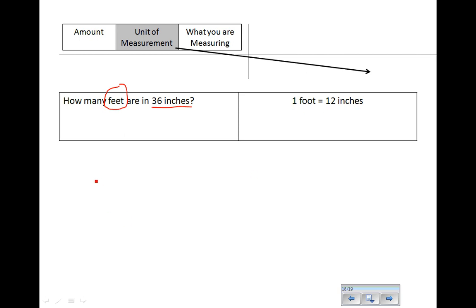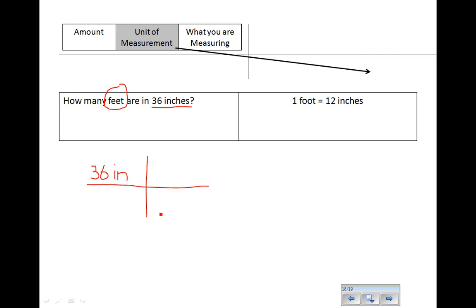So we are going to set up that first section of our fence. And we are going to draw our vertical line. And we're going to write the amount, 36, and the unit of measurement that we begin with. In this problem, we do not have what we are measuring, so we do not need to put that down.